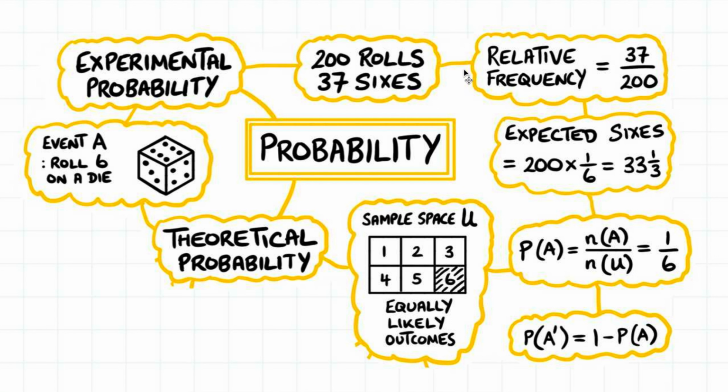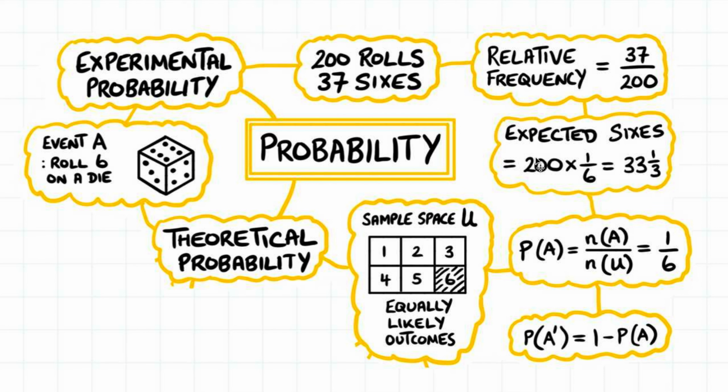In the experimental probability, let's say I roll the die 200 times and I get a 6 37 times, which means the relative frequency is 37 over 200. So that would be the relative frequency, or what we also call the probability of this experimental event.